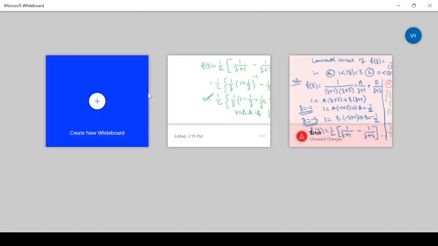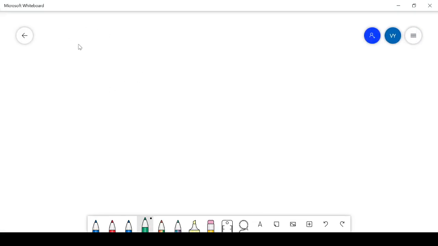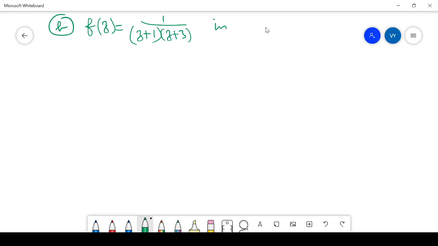Now we will solve part B. Now what is this B? You have to expand the same function f of z is equal to 1 by (z plus 1) into (z plus 3) in the region 0 less than mod z plus 1 less than 2. So the terms in the Laurent series should contain z plus 1, not z as in the previous case.